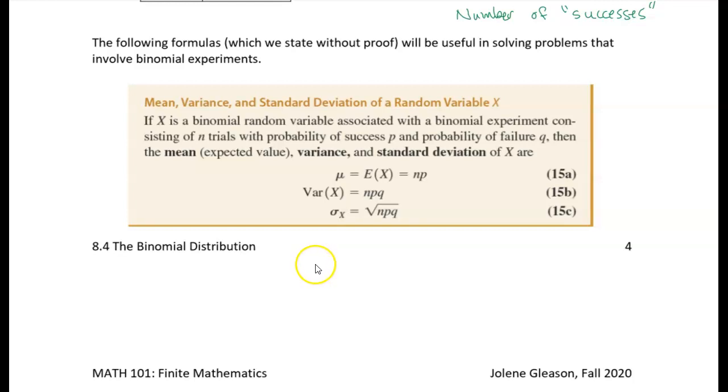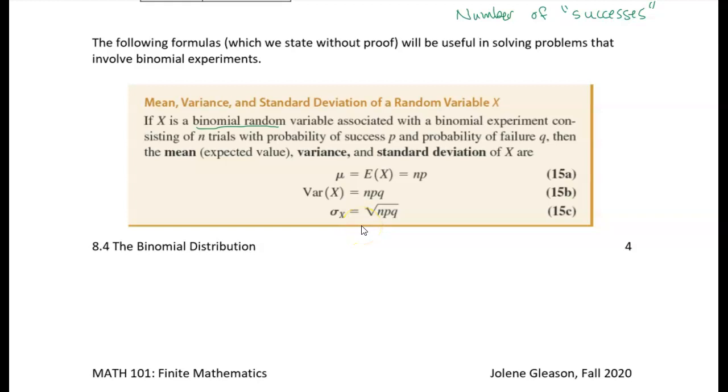Now, one of the nice things about a binomial distribution is it really simplifies calculating the mean, the variance, and the standard deviation. So if you have a binomial experiment, or a binomial random variable, which comes from a binomial experiment, then we have these nice little simple formulas for the mean, the variance, and the standard deviation. So let's take a look.